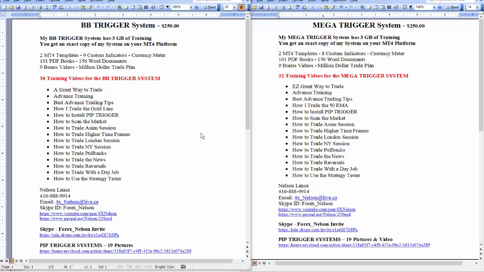You're going to paper trade a few weeks, and as soon as you see that you're doing good in a demo, then you go live. So I've really streamlined it. I made a lot of good education, like advanced training, best advanced trading tips, and of course how to install the PIP trigger, how to scan the market, how to trade all 3 sessions. I teach how to trade with a day job.